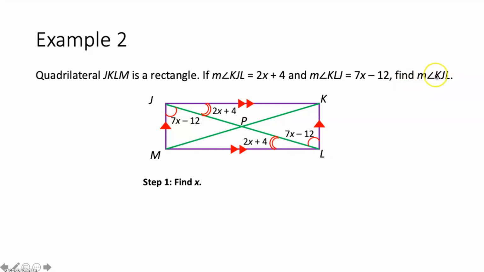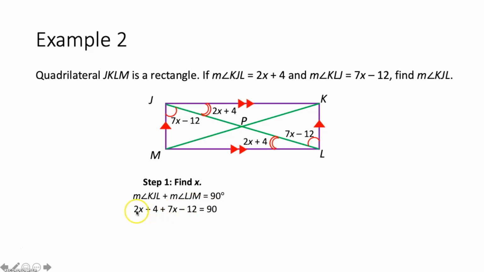How do I do that? Well, I'm trying to find the measure of angle KJL, this angle right here. So I need this angle to be included in the equation that I set up. Since this is a rectangle, it has 4 right angles, meaning that this angle right here, angle KJM, is a right angle. So if I add these two angles together, angle KJL and angle LJM, they would have to equal 90 degrees. Now all I have to do is substitute in what those angles are equal to. The measure of angle KJL we know is 2x plus 4. That goes in here. The measure of angle LJM is 7x minus 12. That goes in here.